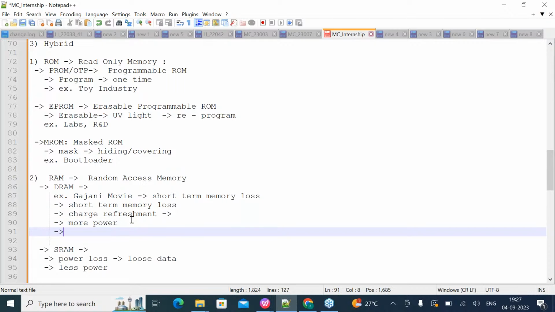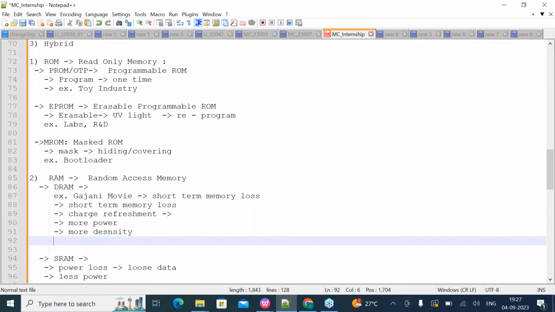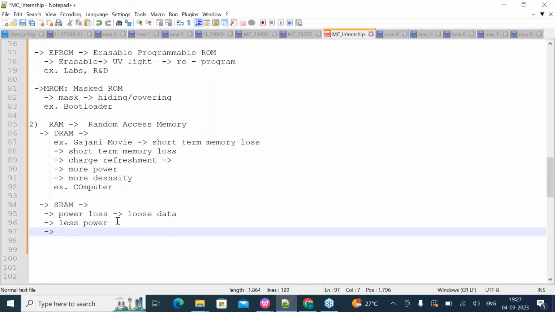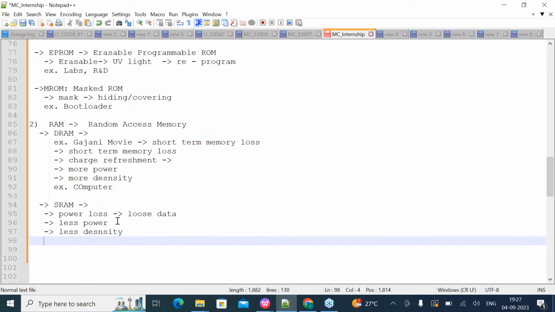And the DRAM has more density, it is more dense. Due to that, this DRAM memory is basically used in your computers. Whatever RAM you see in your computer now is nothing but DRAM. And this static RAM is less dense, its density is less, so we can store a smaller amount of data in it.